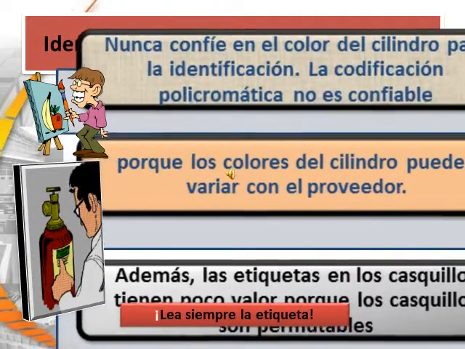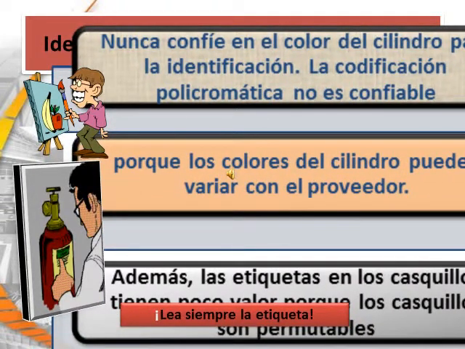Never rely on the color of a cylinder for identification. Color coding is not reliable because cylinder colors may vary with the supplier. Additionally, labels on the caps have little value because the caps are interchangeable. Always read the label.